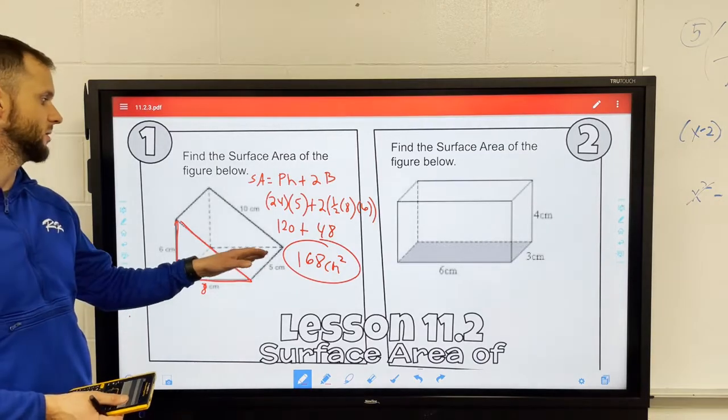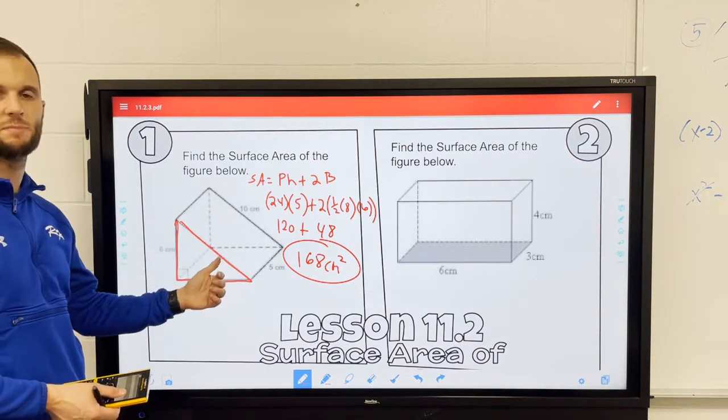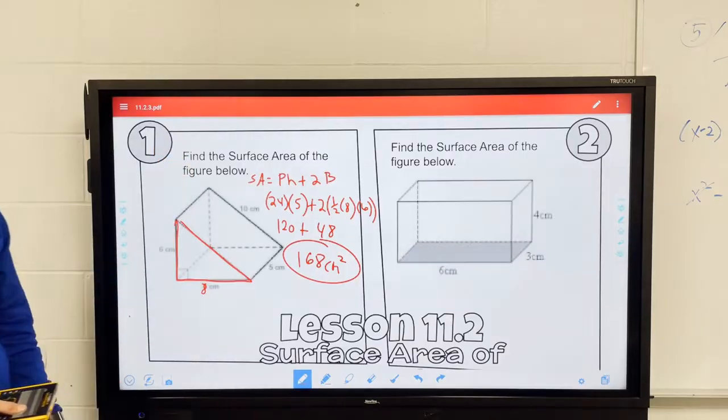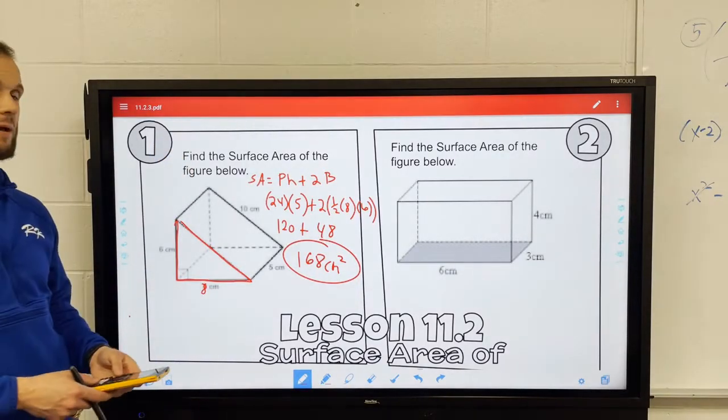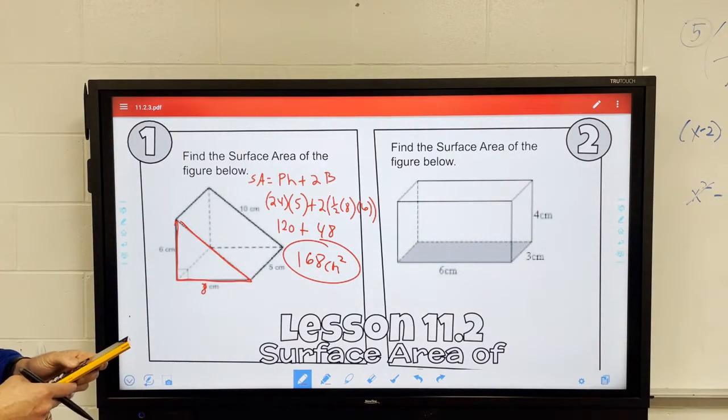So right now, ladies and gentlemen, I noticed I had a prism, I recognized my base, and then I plugged it into the formula and I found my area, okay, or my surface area. So now let's go ahead and look at example number 2.